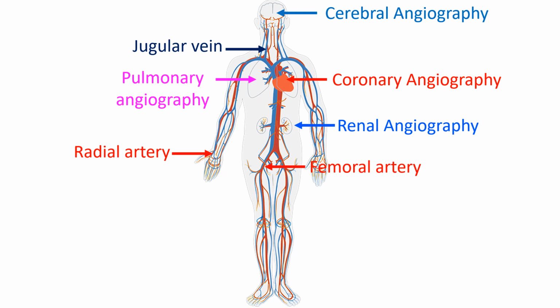Cerebral angio is done to visualize the blood supply of the brain. Pulmonary angiography visualizes the vessels of the lung. Intestinal blood supply is seen by mesenteric angio.